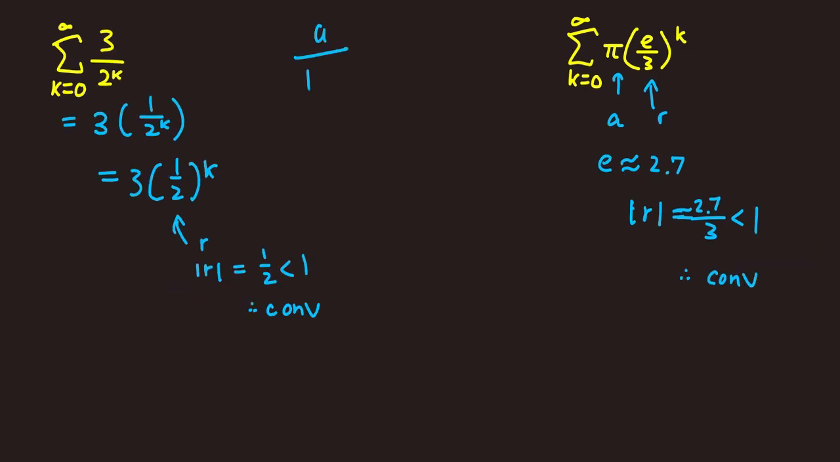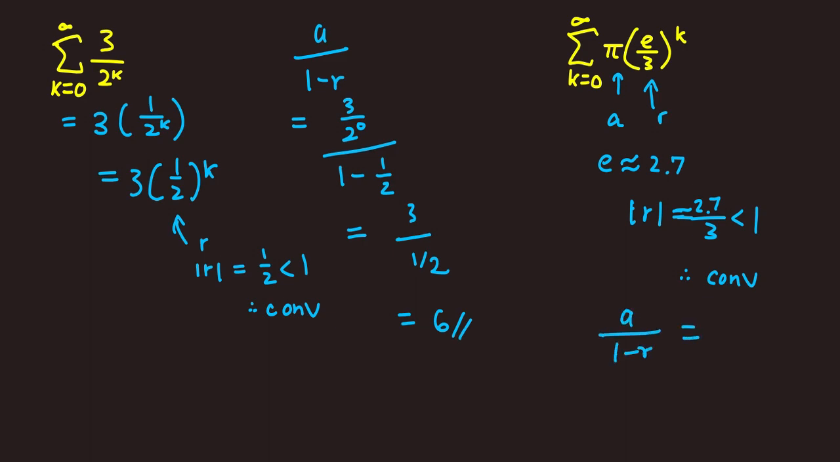If you're asked to find the exact value of convergence, you can just use the formula we learned earlier, a over 1 minus r, and get the first term, so it's evaluated at 0, so 3 over 2 to the 0. And then just plug in the r, and we get 6. For the second example, it's just going to be pi times e over 3 to the 0, and that's just going to be pi over 1 minus e over 3, and you can simplify that.